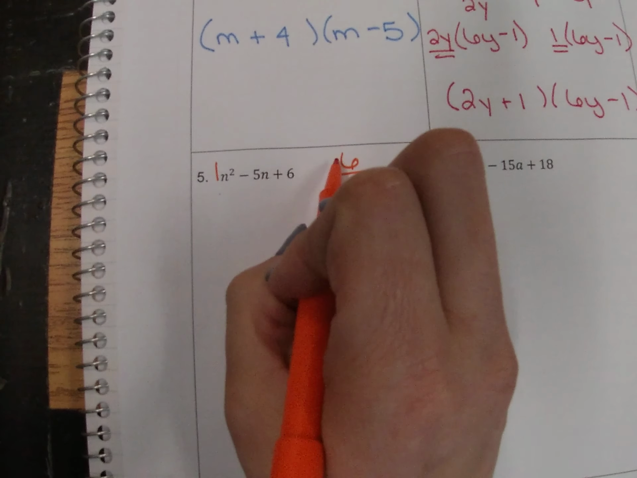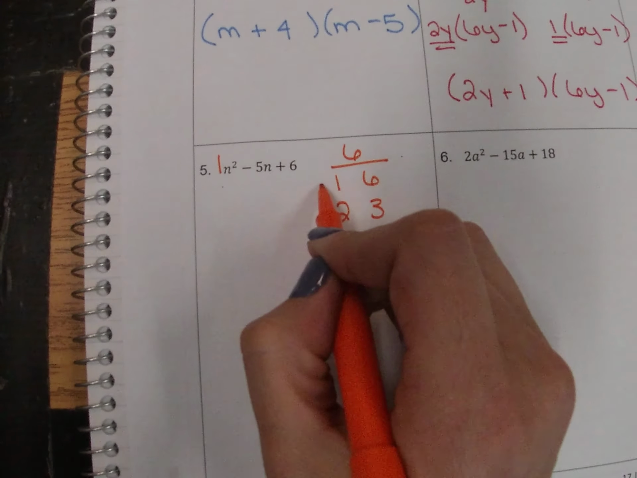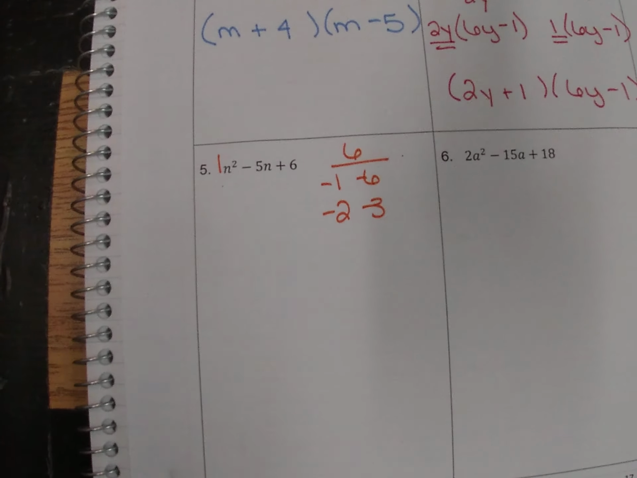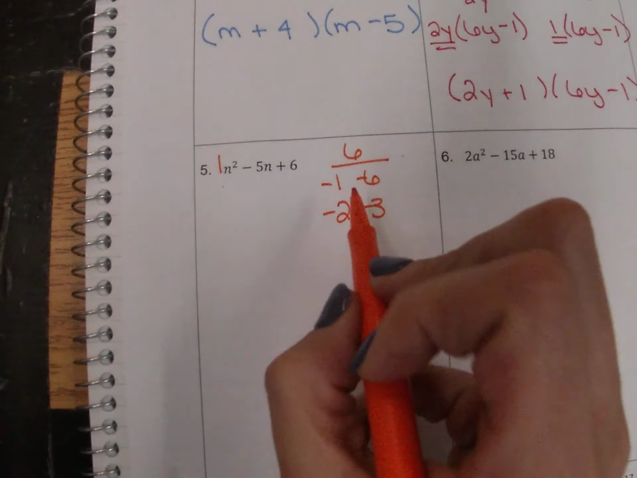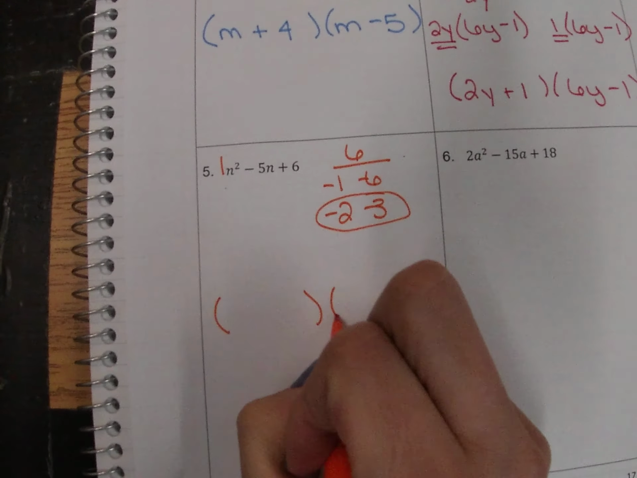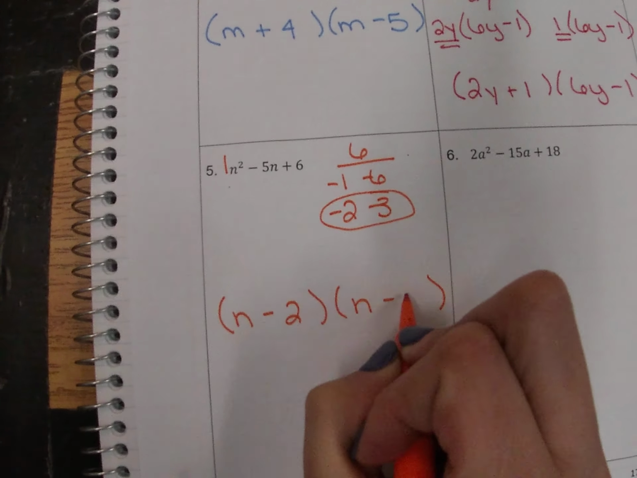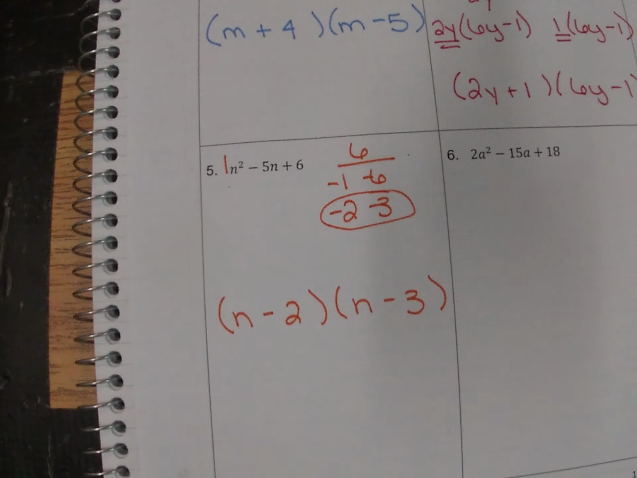When this is positive, we need our signs to be the same. So in this case, we need them both to be negative. So which one of them will add up to a negative 5? We'll choose a negative 2 and a negative 3. We can use the shortcut, so an n minus 2 and an n minus 3.